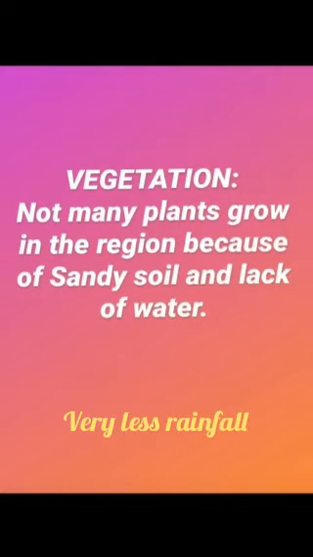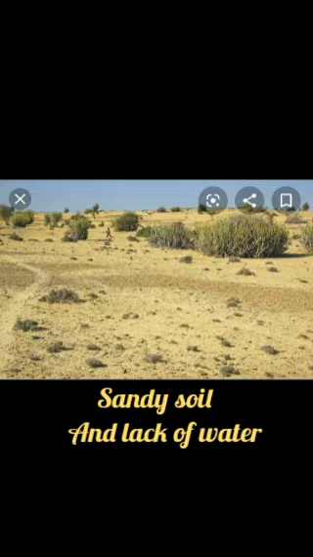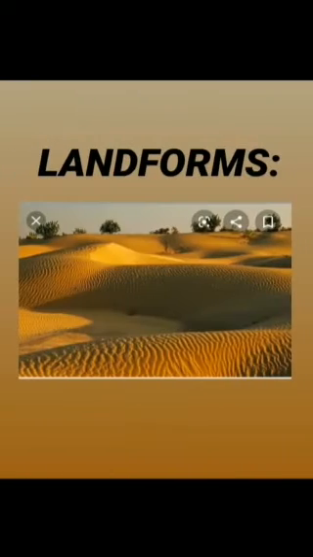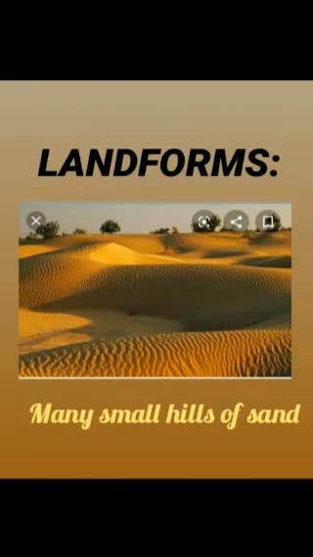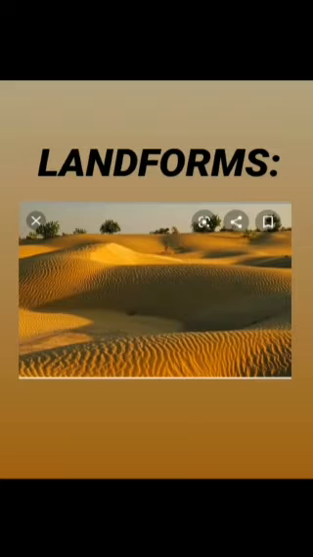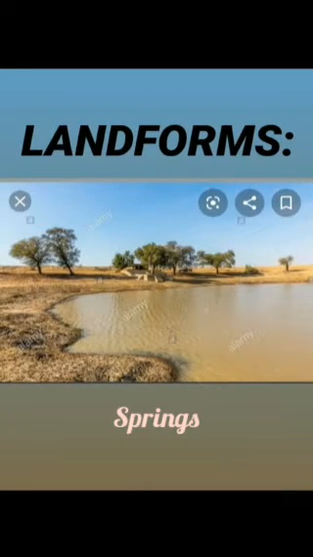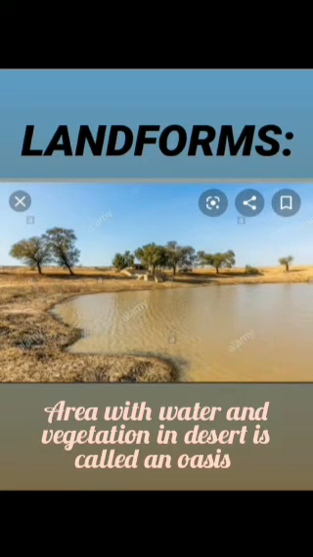Vegetation. There is very little rainfall in the desert. Not many plants grow in the region because of the sandy soil and lack of water. Landforms. The desert has many small hills of sand called sand dunes. There are some places in the desert where underground water comes up to the surface in the form of springs. Date palms, kikar and babul trees, and grasses grow in these areas. Such an area in the desert with water and greenery is called an oasis.